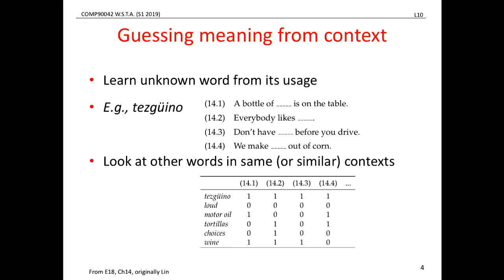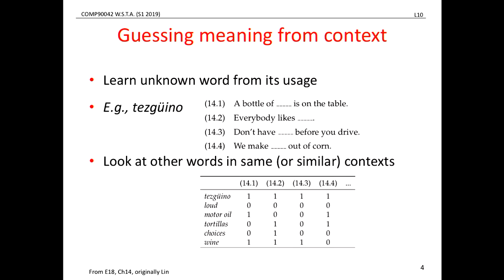I have no idea how to pronounce this word. If we have this unknown word here, starting with T, as shown on the slide, I'm not even sure what language this is, actually. It's a European language of some kind, I think. Anyway, we see this word in 4 different contexts. A bottle of something is on the table. Everyone likes something. Don't have something before you drive. We make something out of corn.